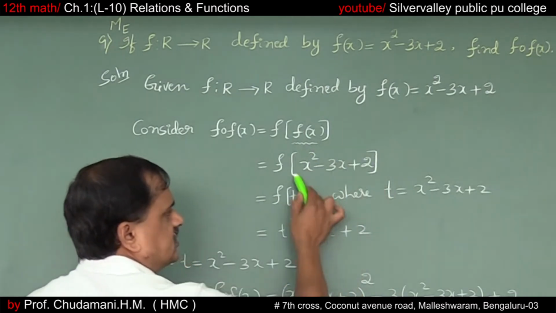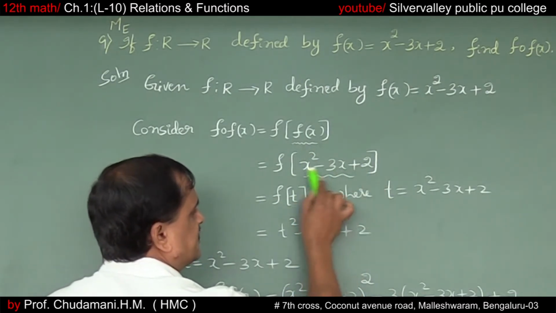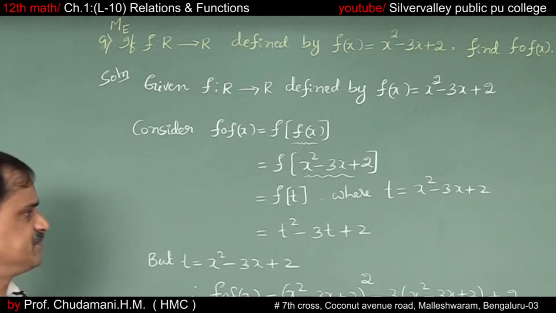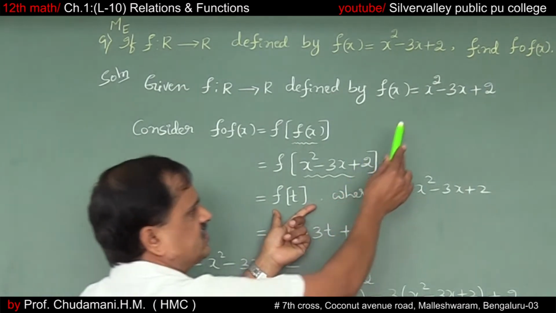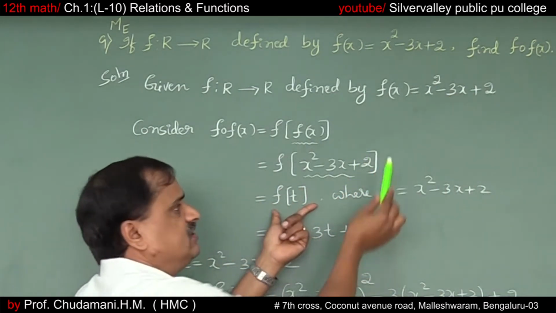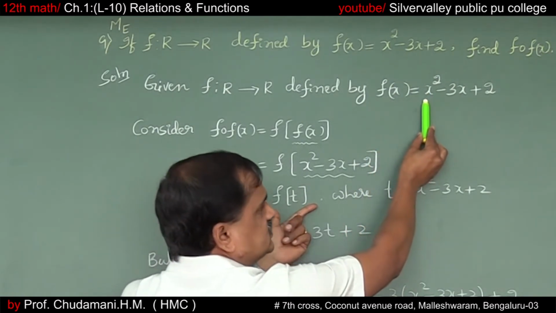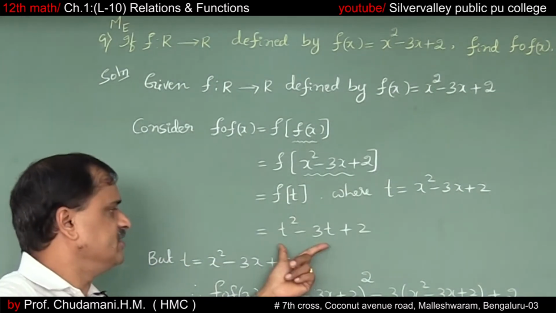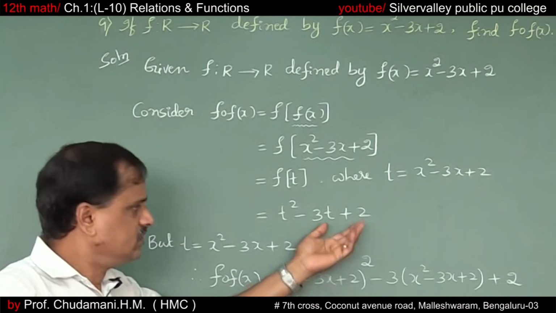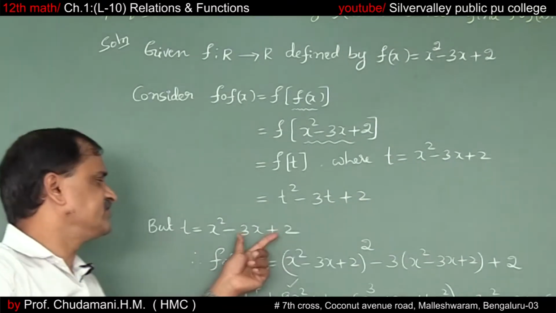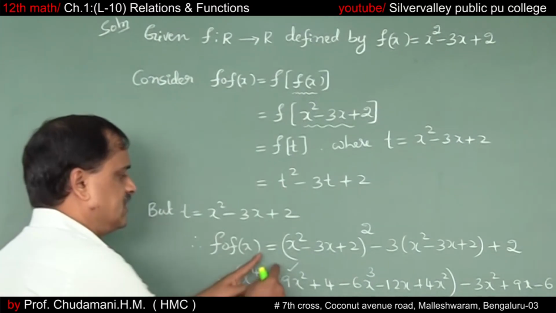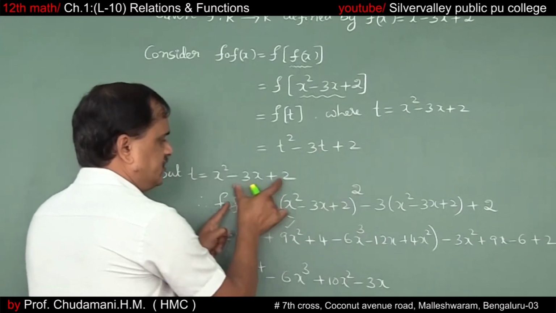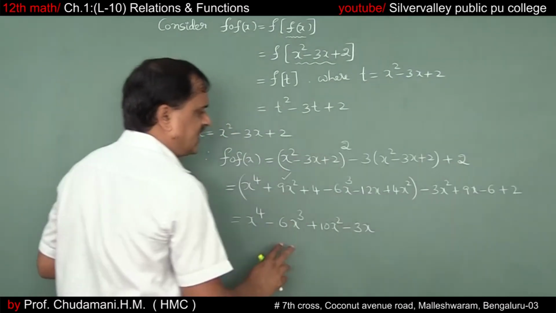To avoid confusion, I just denote this as some t, f of t, where t is equal to x square minus 3x plus 2. f of x means x square minus 3x plus 2. f of t means t square minus 3t plus 2. Right? Resubstitute t. t is this. So therefore, in place of t, (x square minus 3x plus 2) the whole square minus 3 into, in place of t I have written this, plus 2 as it is.